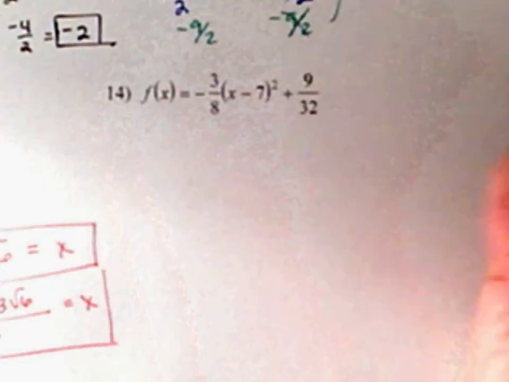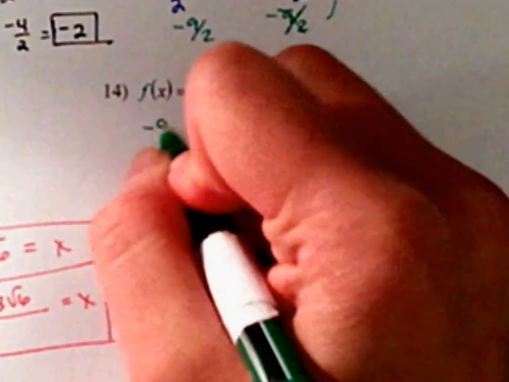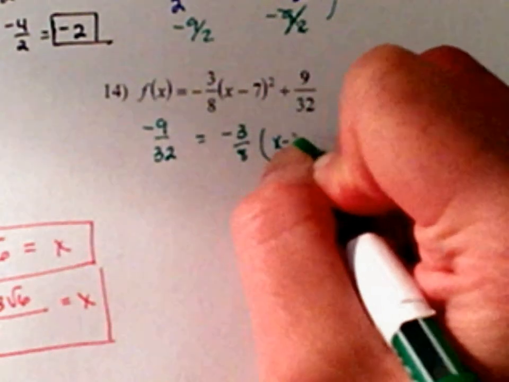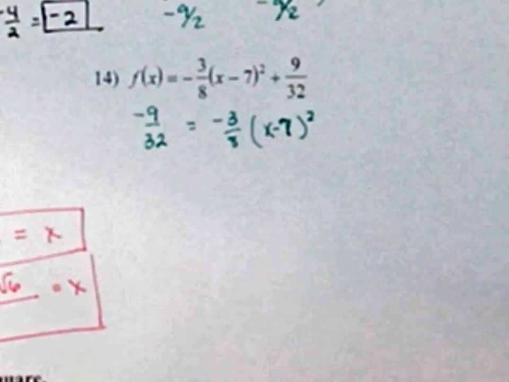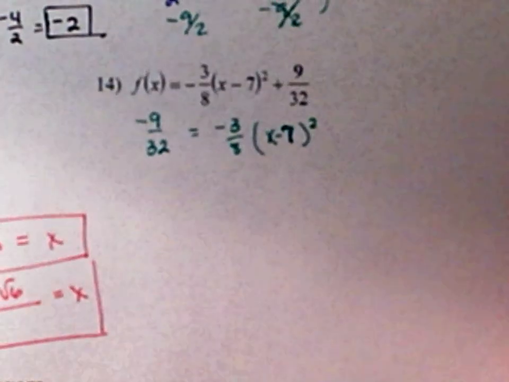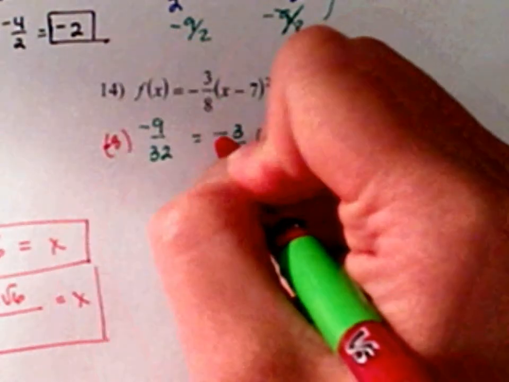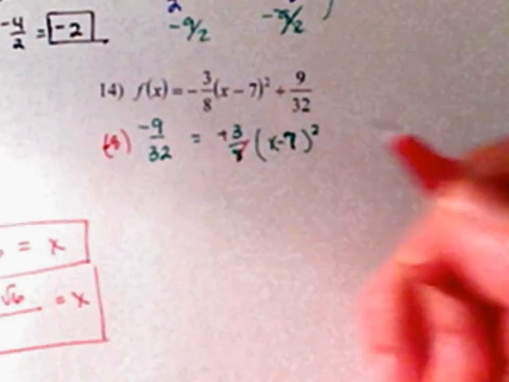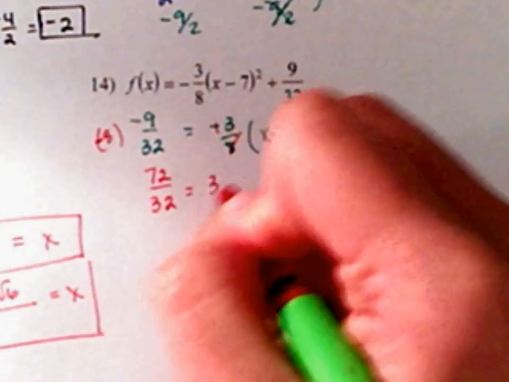Function is 0. Y equals 0. So I'm going to subtract 9 over 2. So negative 9 over 32 is equal to negative 3 over 8 times (x minus 7) squared. Right? Let's get rid of that fraction on the right. Opposite of divided by 8 is times it by 8. And I'm going to go ahead and get rid of that negative. Okay? So, negative 8 times negative 9 is 72 over 32 equals 3 times (x minus 7) squared.